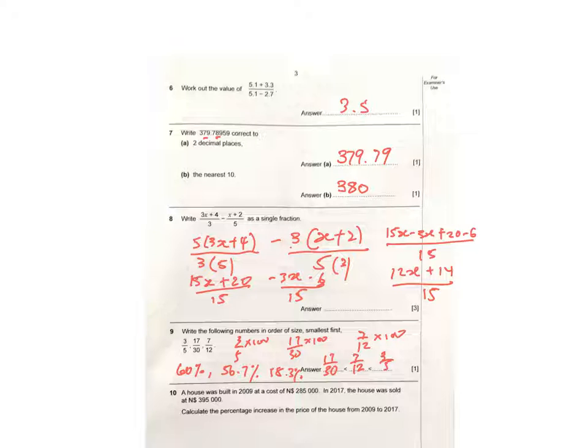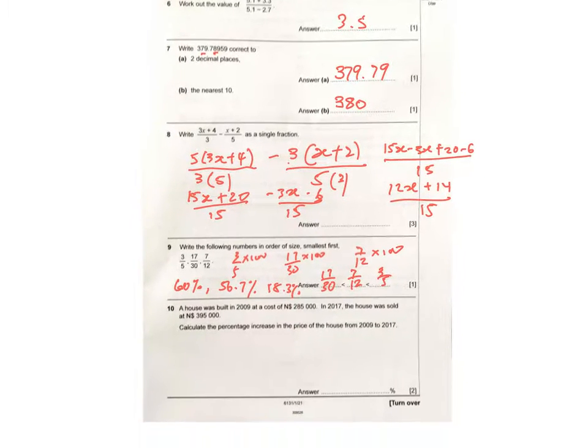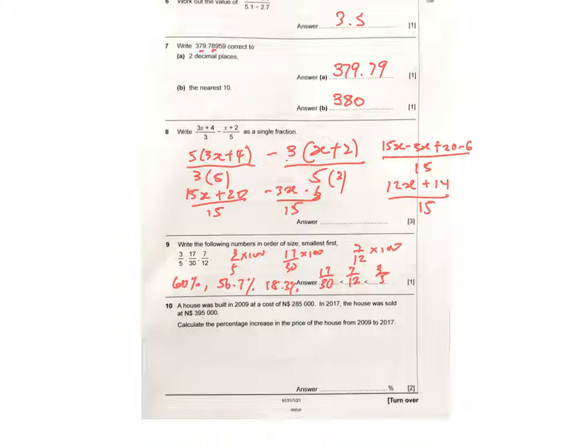Then we move on to question 10. We have a house that was built in 2009 at a cost of 285,000, and in 2017 the house was sold at 395,000. Calculate the percentage increase in the price of the house from 2009 to 2017. Before you go to percentage, you need to know by how much it has increased.